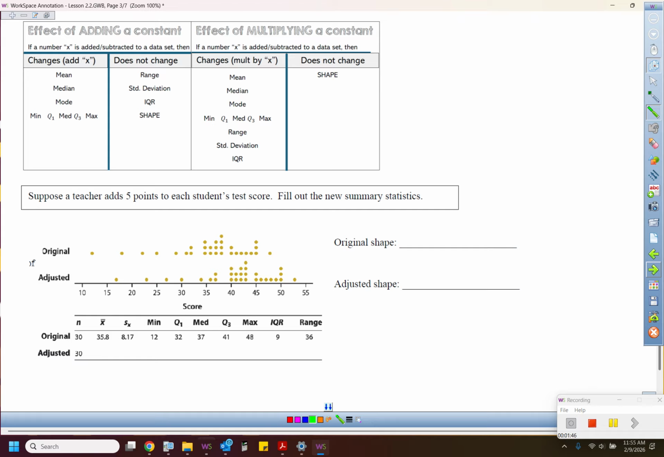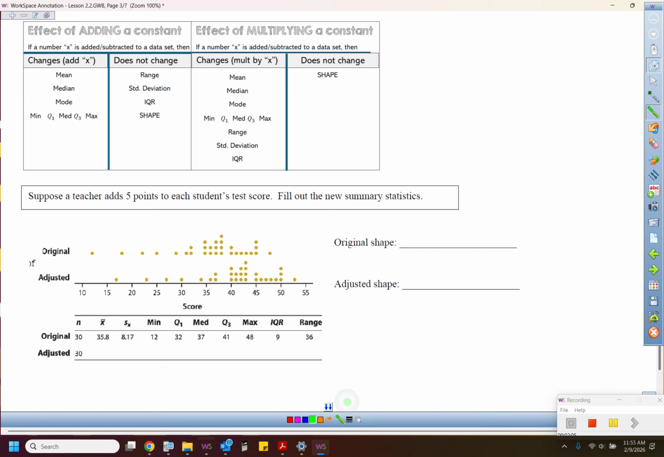I know it's really small on screen, but that's why you have it in front of you. It's also a reason why I have it on 2 pages, so you don't have to keep flipping back and forth. You can see the chart, and the chart will answer all the questions for you today. So here's the same thing. They say a teacher adds 5 points to each test score. Fill out the new summary statistics.